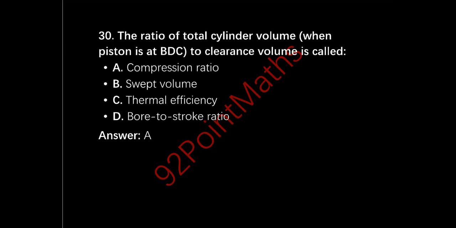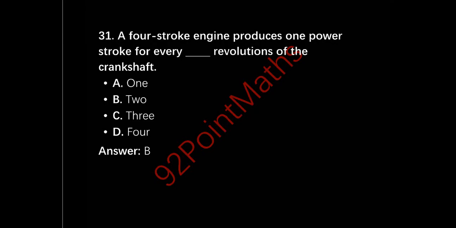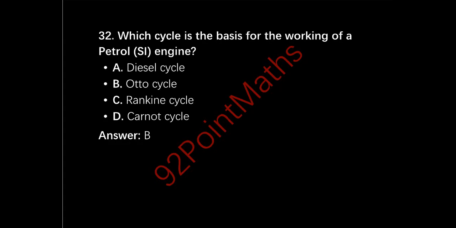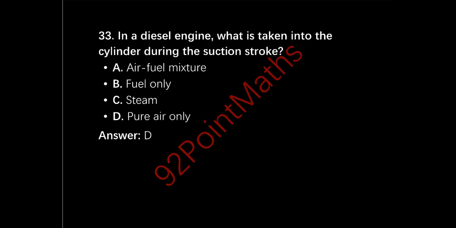compression ratio. A four-stroke engine produces one power stroke for every dash revolution of the crankshaft. Option B, 2. Which cycle is the basis for the working of a petrol SI engine? Option B, Otto cycle. In a diesel engine, what is taken into the cylinder during the suction stroke? Option D, pure air only.